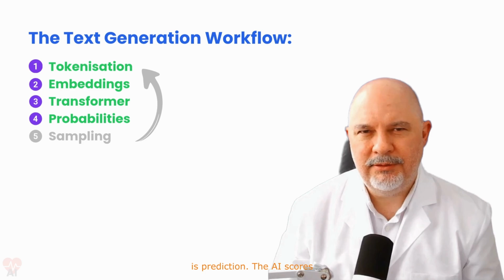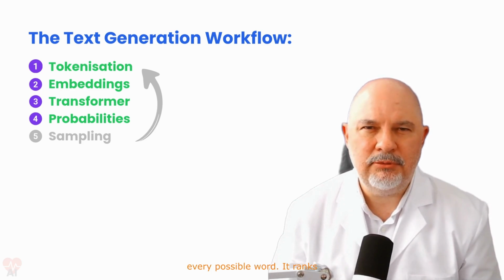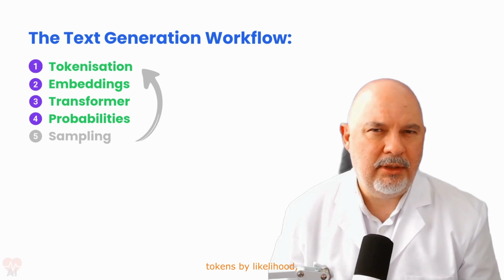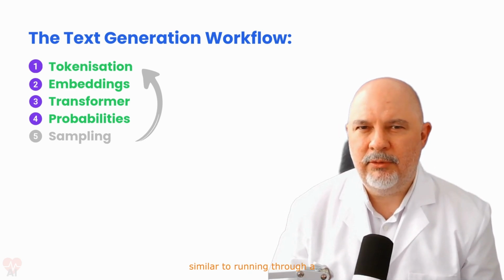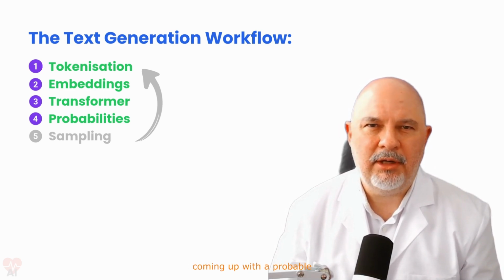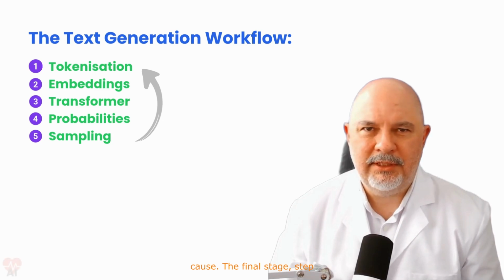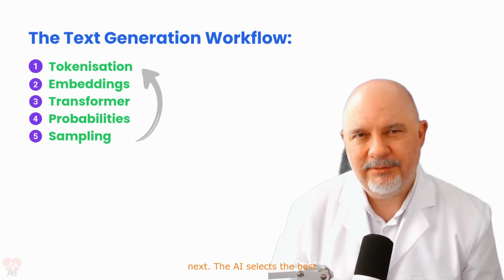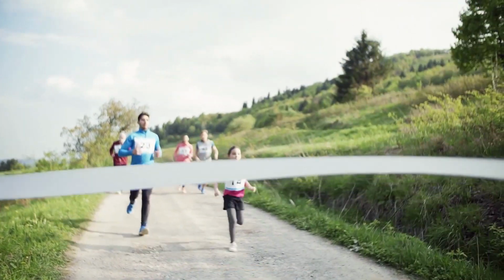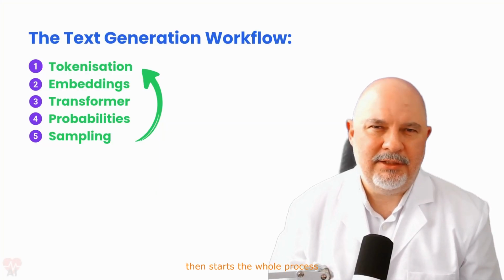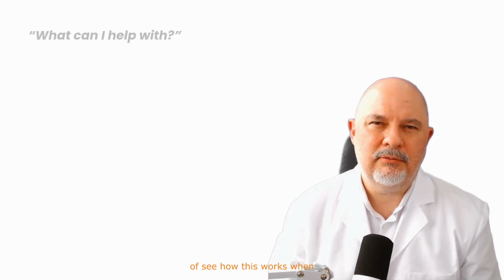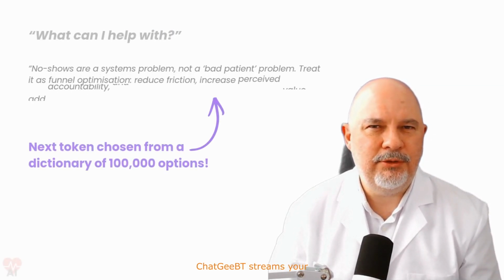Step 4 is prediction. The AI scores every possible next word. It ranks over 100,000 possible next tokens by likelihood, similar to running through a differential diagnosis and coming up with a probable cause. The final stage, step 5, is sampling. Basically it decides which one word, rather token, it's going to pick next. The AI selects the best fit word, adds it to the response, and then starts the whole process all over again.